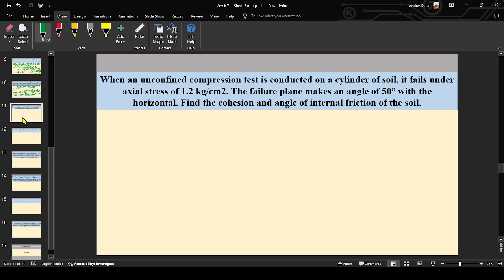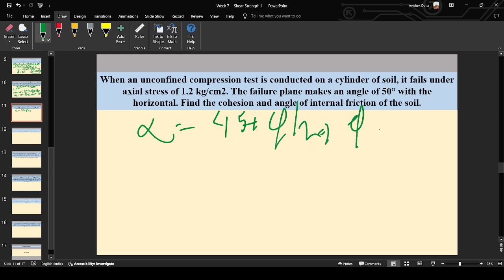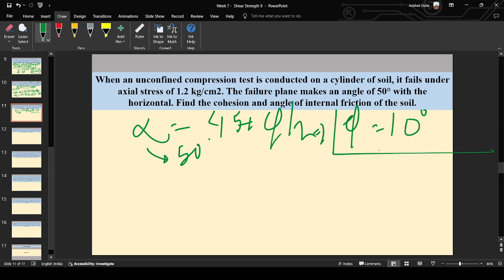Yes. Okay. Unconfined compression test is conducted on a cylinder of soil, fails under axial stress of 1.2. Failure plane 50 degree. So again here alpha equals to 45 plus phi by 2, from which phi value we will get. Alpha is 50 degree, get phi equals to 10 degree. Okay. So we get the angle of friction over here.